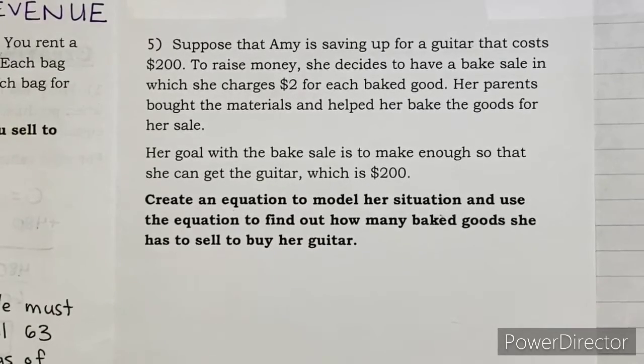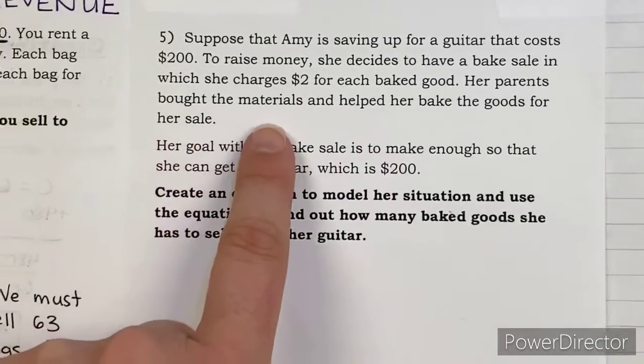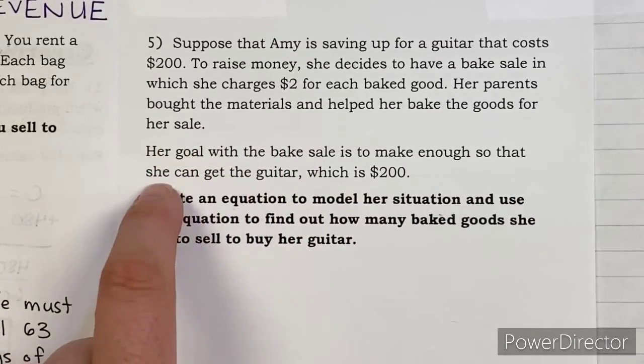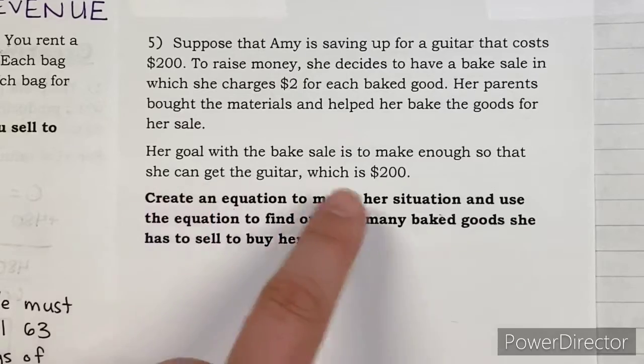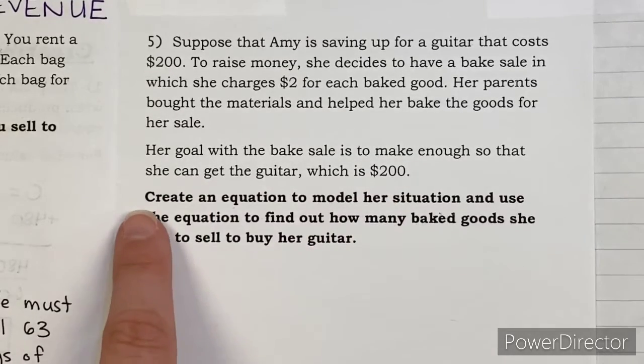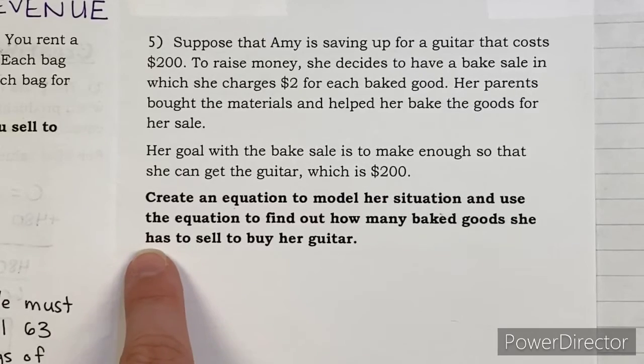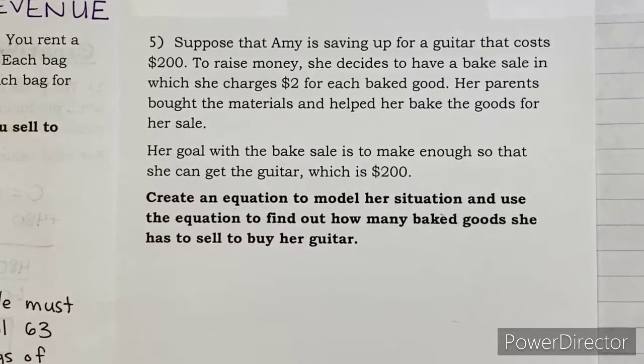We need to decide what's important. So it says, suppose that Amy is saving up for a guitar that costs $200. To raise money, she decides to have a bake sale in which she charges $2 for each baked good. Her parents bought the materials and helped her bake the goods for her sale. Her goal with the bake sale is to make enough money so that she can get the guitar, which is $200. And then this says, create an equation to model her situation and use it to find out how many baked goods she has to sell to buy her guitar.